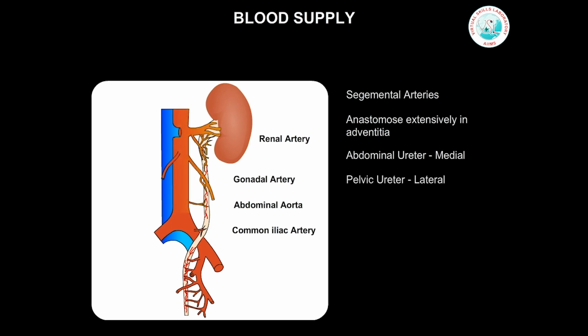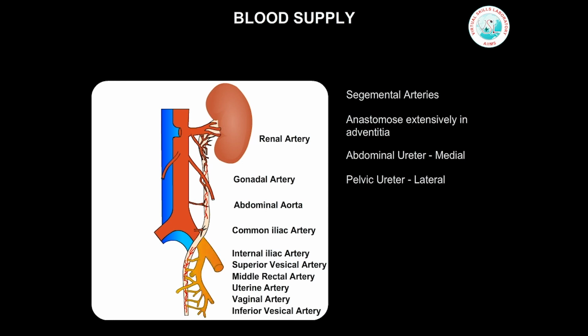The lower or the pelvic ureter receives its blood supply on the lateral aspect, constituted by branches from the internal iliac, superior vesical, middle rectal, uterine and vaginal arteries in females, and inferior vesical arteries in male. Because of the good anastomosis between these branches, during surgery, ureter can be safely transected at any level without compromising its viability. Venous drainage closely follows the arterial supply.